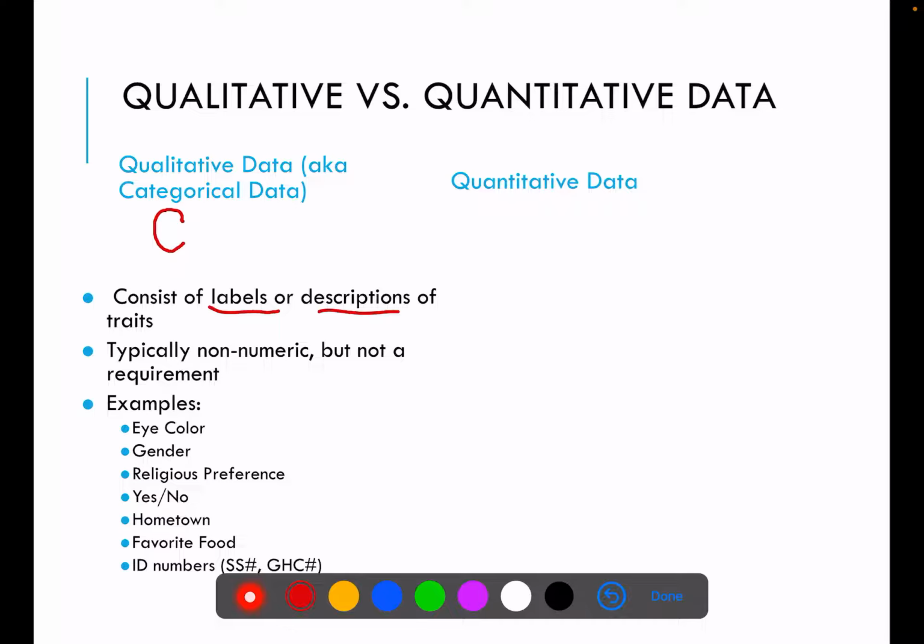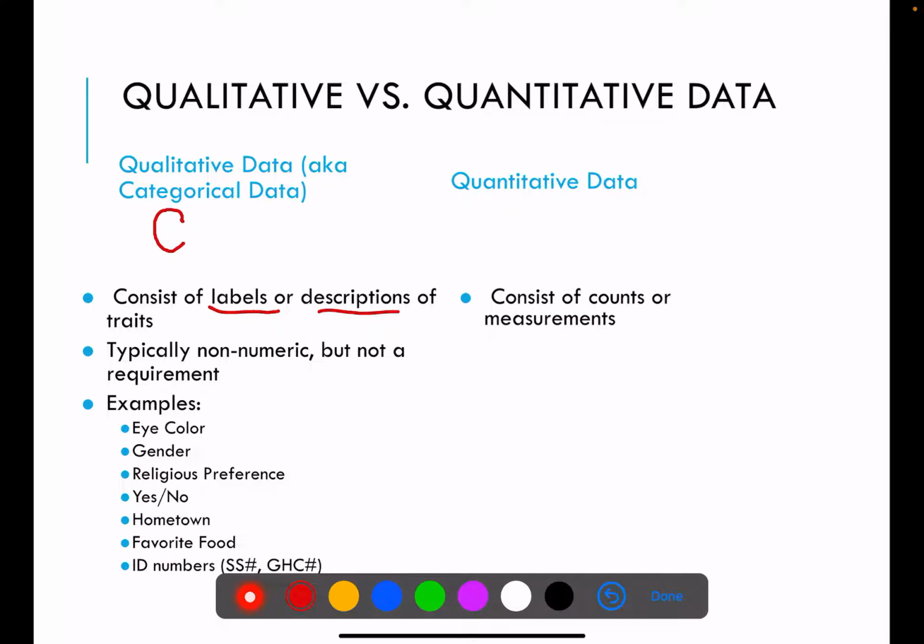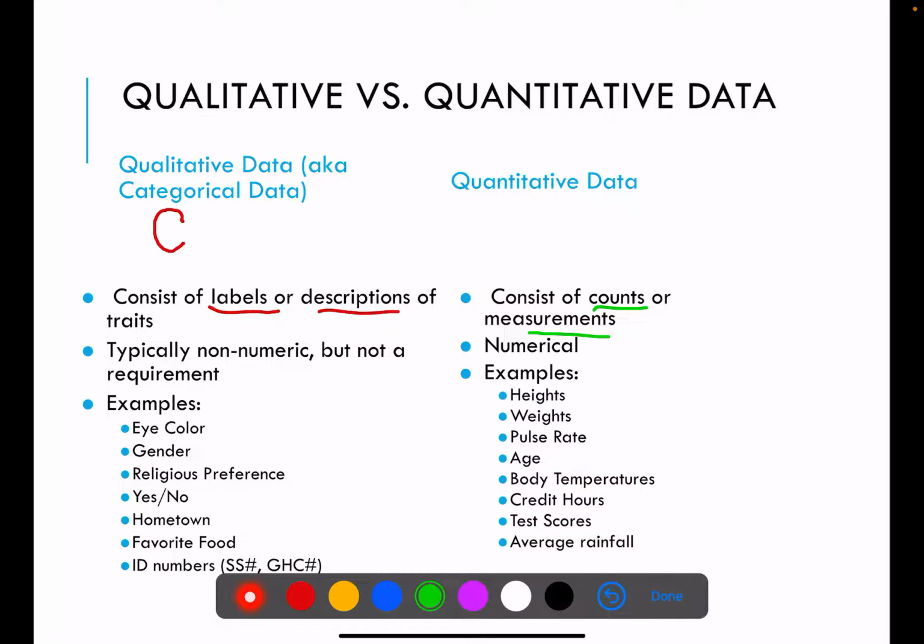On the other hand, quantitative data, quantity, right? It consists of counts or measurements. So you have to count it or measure it. It's numerical. For example, your height, weight, pulse rate, age, body temperature, credit hours, test scores, average rainfall, they're all numerical. And they are quantitative data.